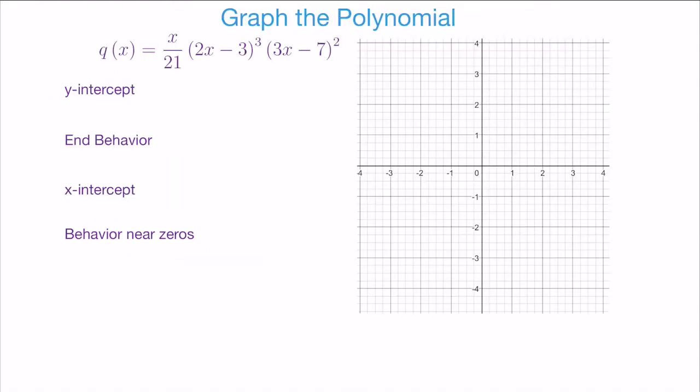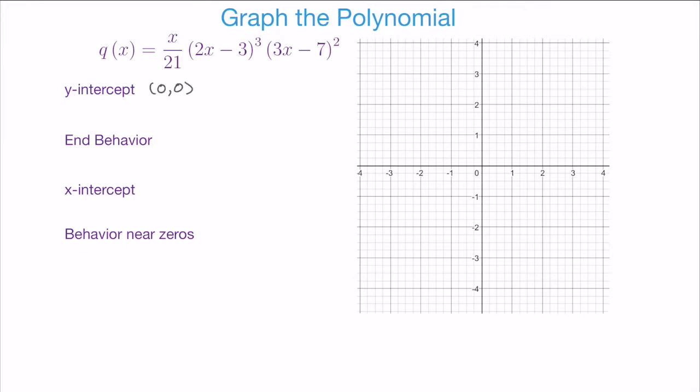Okay, let's work out our second example. First, we find the y-intercept. For that, we compute q of 0, and that's clear because this is 0 over 21. Whatever comes here is going to be multiplied by 0, so that's 0. Our y-intercept is (0, 0).